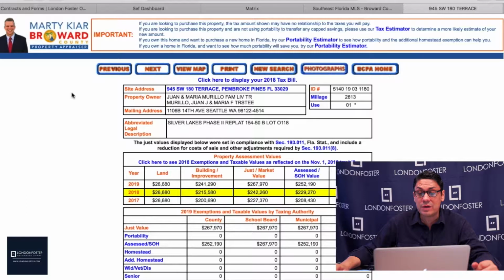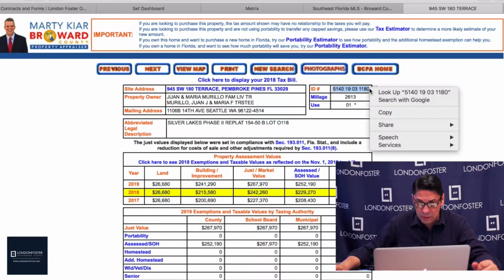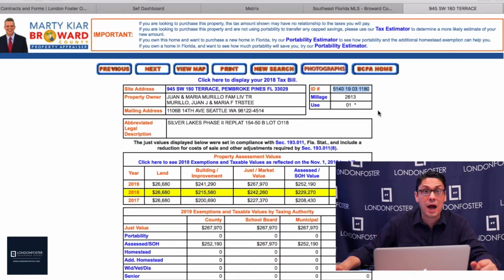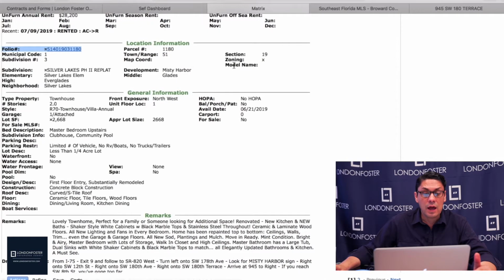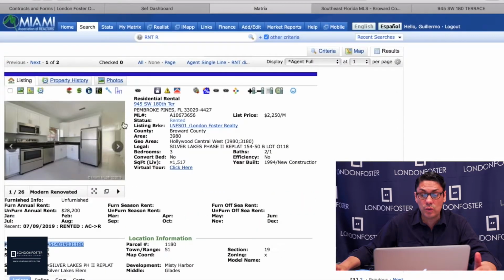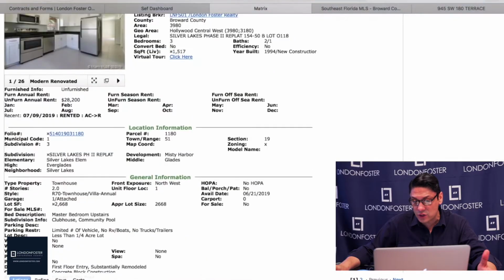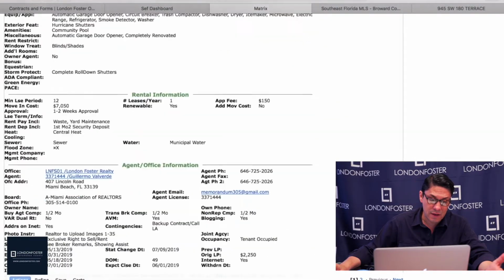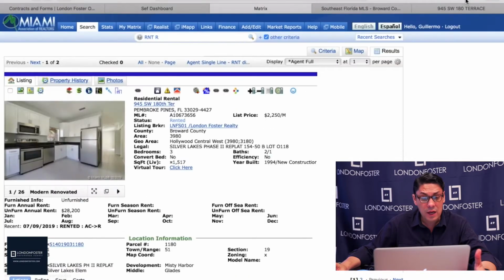So what I'm going to do now is go back into the taxes and utilize that folio number right here. I'm going to right click it and copy it. I'm copying this obviously instead of writing it down and rewriting it so I avoid making mistakes. I'm going to go back into Matrix and find out a little bit of information about this property. I'm going to look at the size. I'm going to look at everything, make sure that everything that's listed on the MLS and that's listed on the public record is correct.